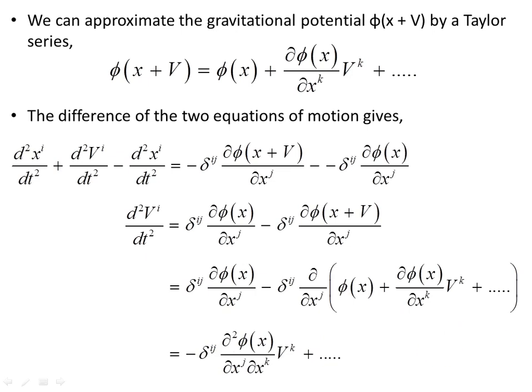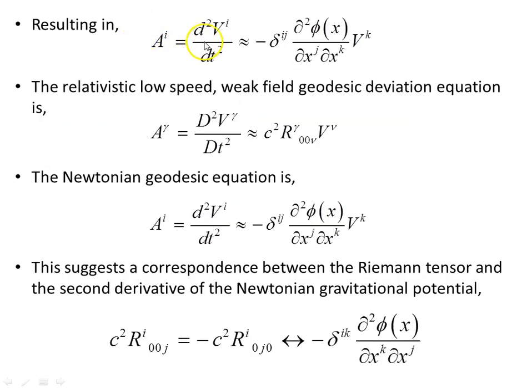Now, the resulting acceleration vector is this object here. This is the Newtonian case, and the relativistic low-speed weak field geodesic deviation equation is, in the low-speed case, what we found earlier. And so the Newtonian geodesic equation, just repeating from above, we're going to compare these two now. We can see that this suggests that there's a correspondence between the Riemann tensor and the second derivative of the Newtonian gravitational potential. So there appears to be a correspondence between these two.